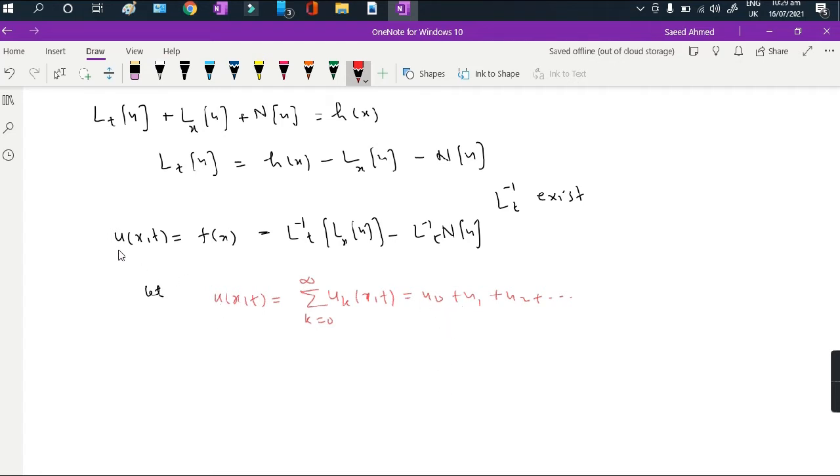We'll decompose u in this way, but we will treat the nonlinear term differently because it will be hard to deal with.